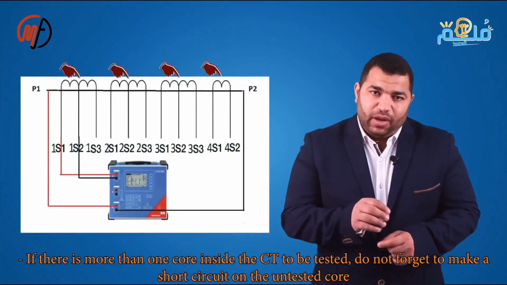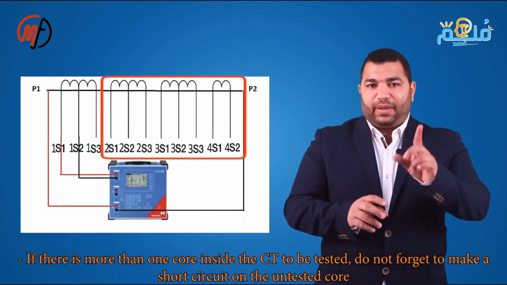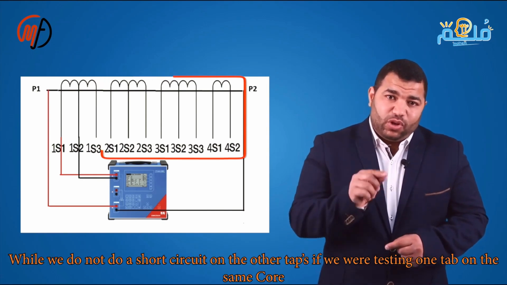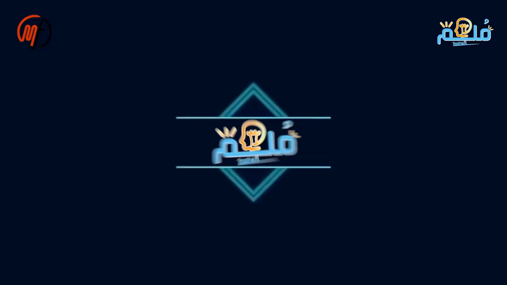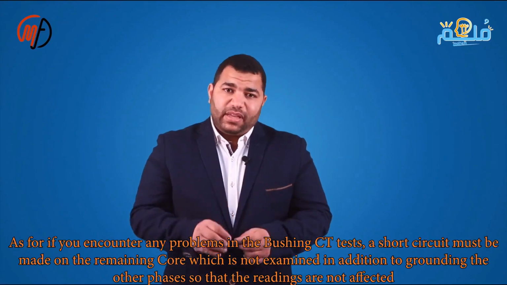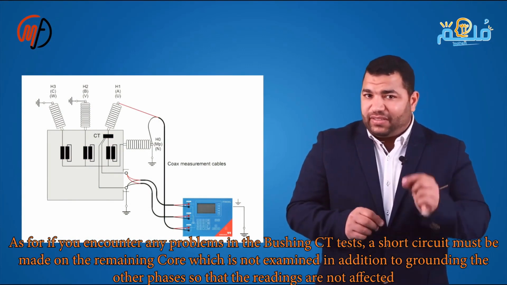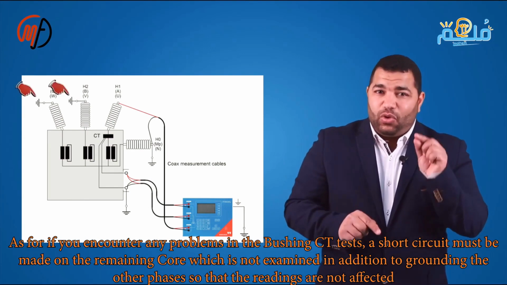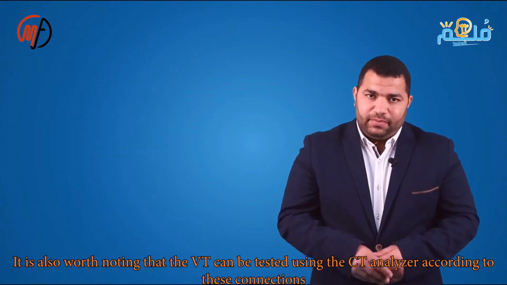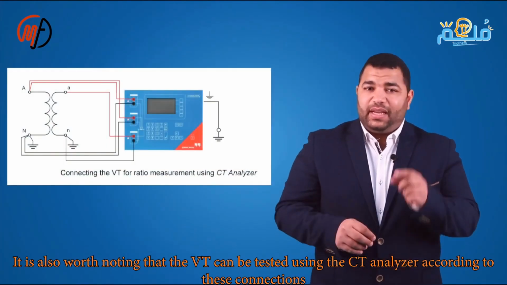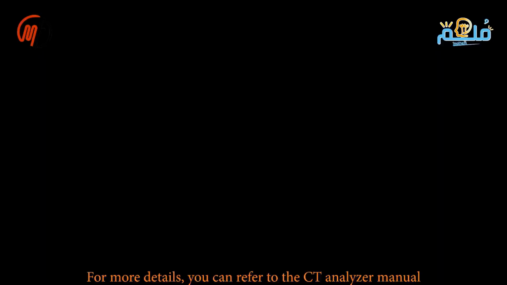If there is more than one core inside the CT to be tested, do not forget to work only on the core that is being tested, while we do not work on the rest of the tabs, if we are testing one tab on the same core. If you encounter any issues during the bushing CT tests, you should short circuit the remaining cores that are not being inspected, in addition to grounding the rest of the phases to avoid affecting the readings. It's also worth mentioning that you can test the VT using the CT analyzer according to these connections. For more details, you can refer to the manual.